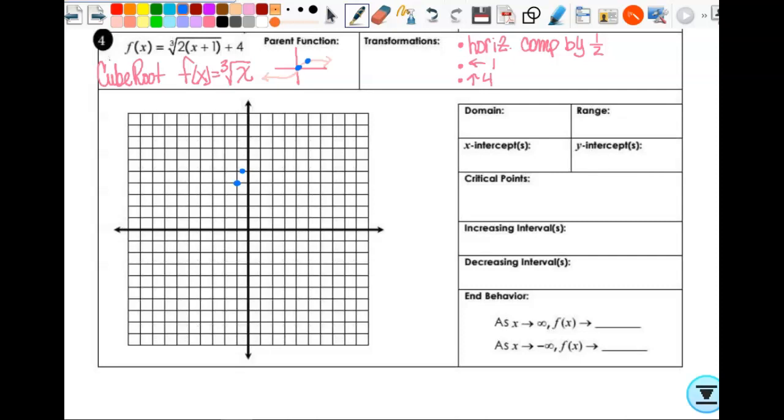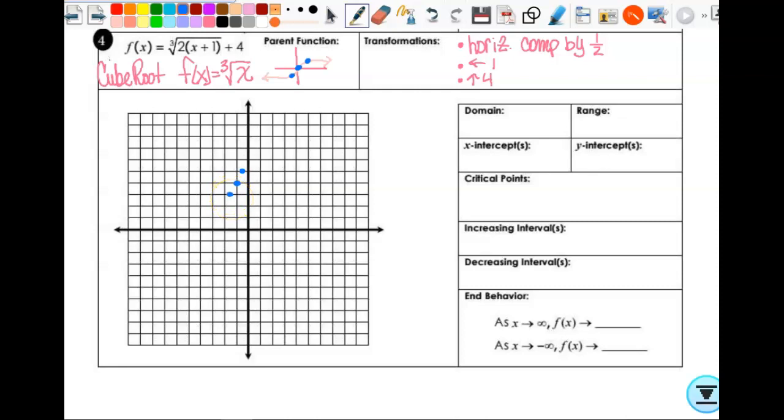I know sometimes you're following along and you look down to write something, you look back up, and you're like, I don't know what the heck's going on. All right, so then my next anchor point is at -1, -1. Horizontal compression by 1/2. So now I'm at -1/2, -1. I move to the left 1 and up 1, 2, 3, 4.